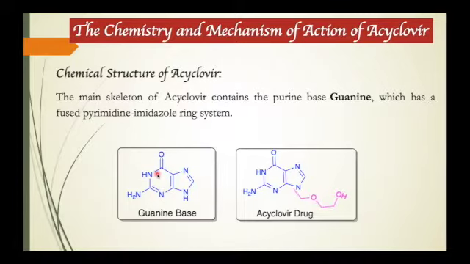Now I will discuss the chemical structure of acyclovir. This is the guanine base. It is naturally abundant and is found in our body as one of the four nucleobases present in DNA and RNA. The main skeleton of acyclovir contains one guanine base with one small side chain attached to it.